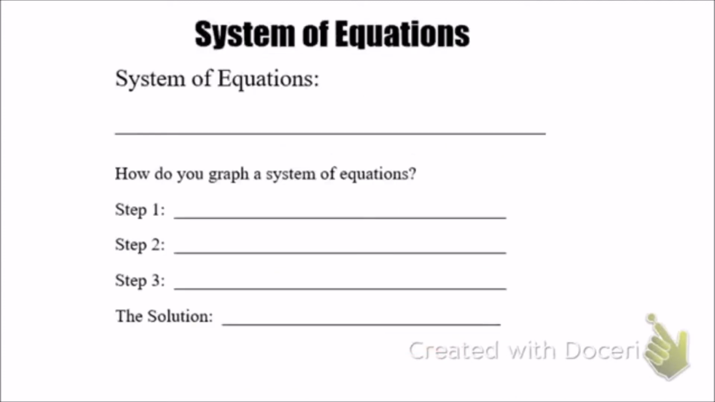This section would deal with systems of equations, and a system of equations is two or more equations. So we could be dealing with 2, 3, or so on, as long as we have two or more equations. How do you graph a system of equations?